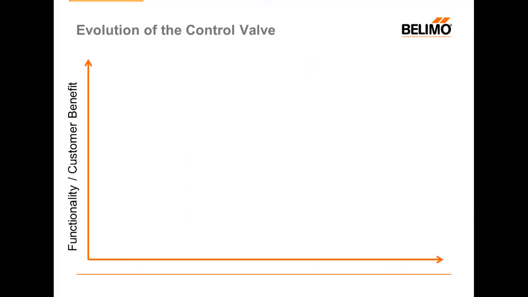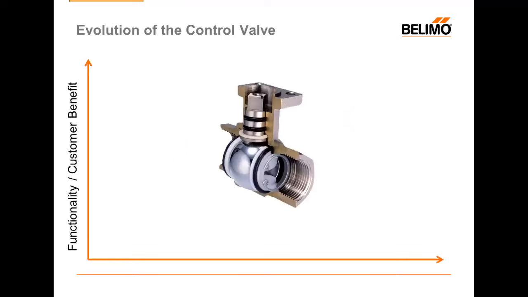Let's begin with a small discussion of the evolution of the control valve. A traditional style control valve is what is known as a position control valve, and this means that the control signal directly controls how open or closed the valve is.